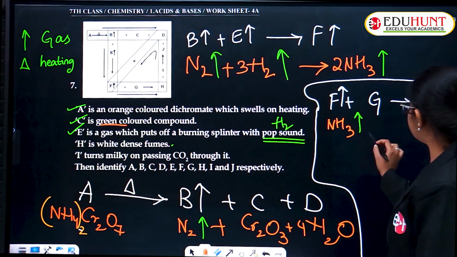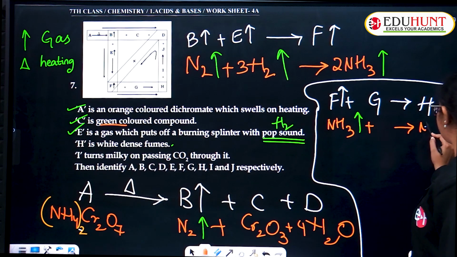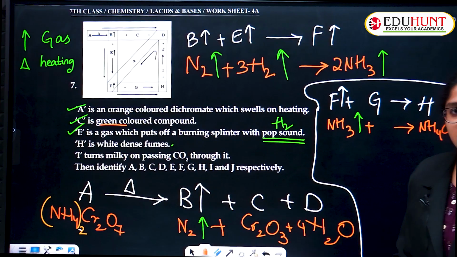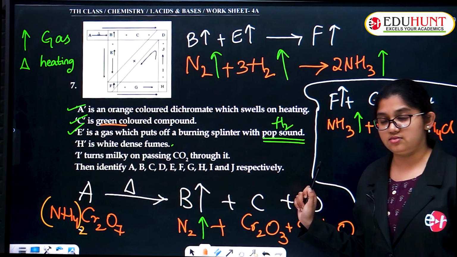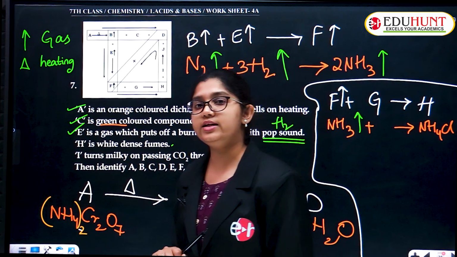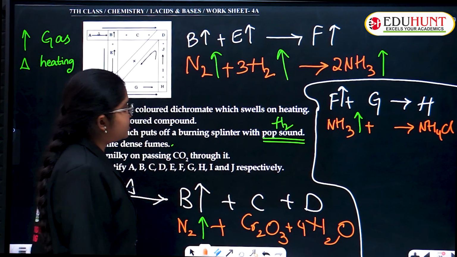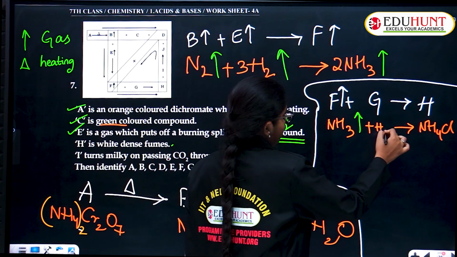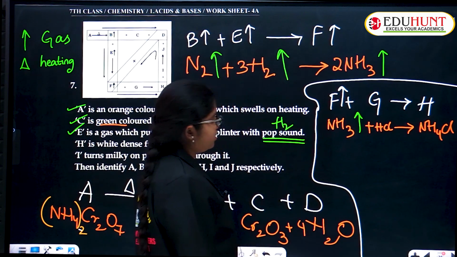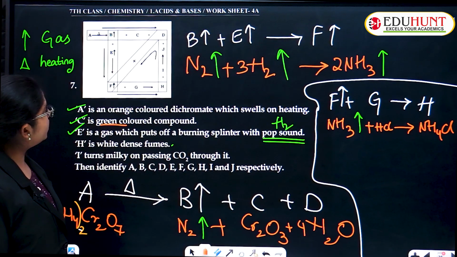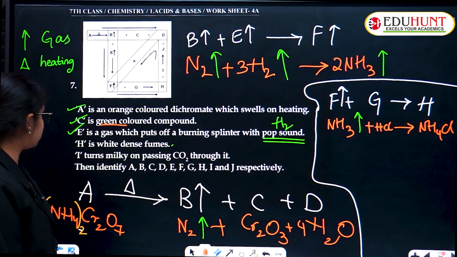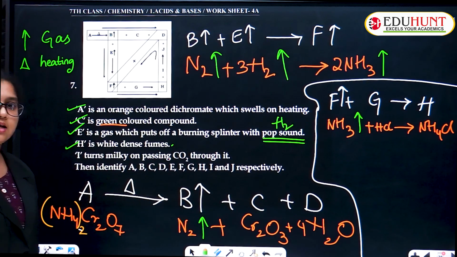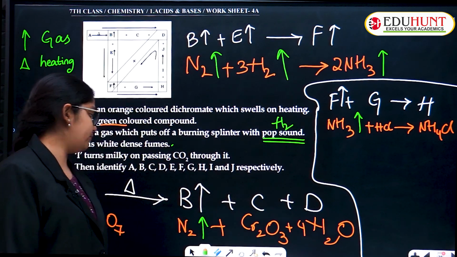Children, the white dense fumes containing one is nothing but NH4Cl. Ammonium chloride does contain white dense fumes. What is that? Ammonium hydroxide, sorry, ammonium chloride contains white dense fumes. So what is the required G now? NH3, what is left over? HCl, hydrochloric acid. So we do get white dense fumes, that is nothing but NH4Cl, ammonium chloride. Very good.